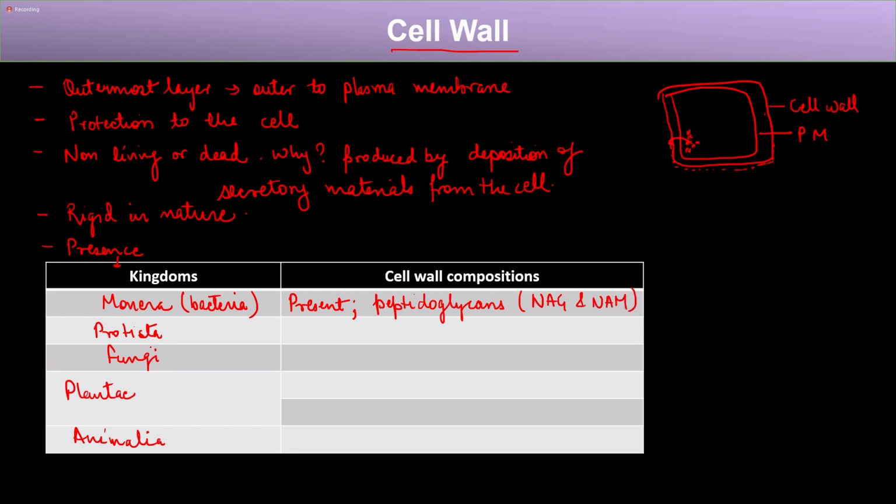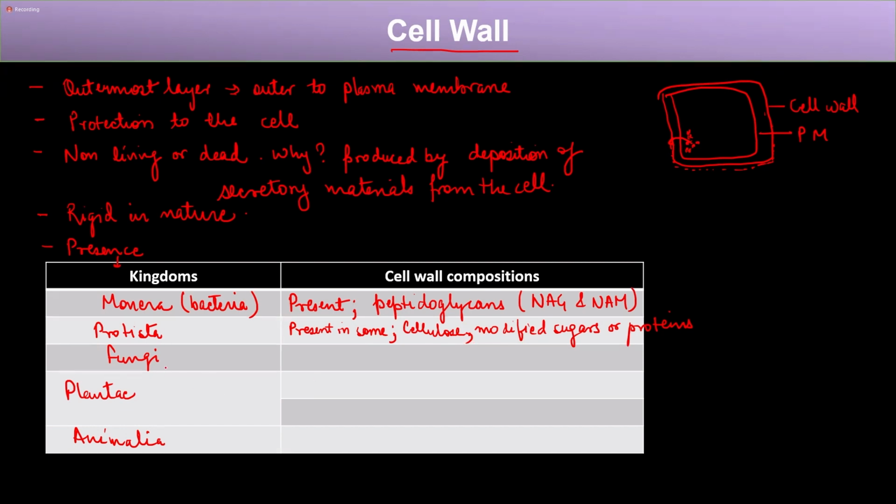Now, the second kingdom is Protista. So in Protista, it is present in some, not in all Protista. These are present in some of the protists. And what is the composition of the cell wall? This is made up of cellulose, or it can be made up of cellulose or other modified sugars or proteins. So the cell wall is not present in all the protists. It is present only in some protists, and it is made up of cellulose, modified sugars, or proteins.